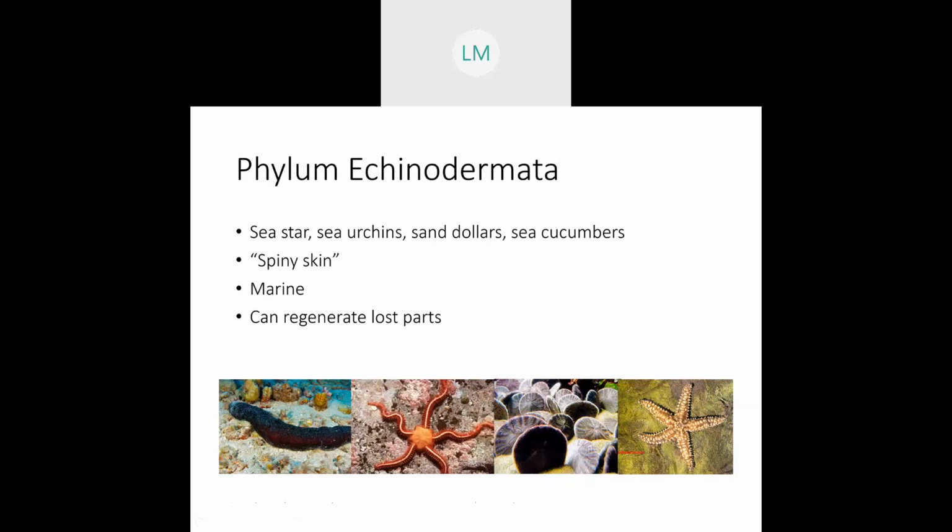This is a strictly marine phylum. There are no terrestrial or freshwater species. And one of the interesting things about this phylum is that they can regenerate lost body parts. So if somehow maybe this leg of this sea star here managed to get cut off, it could grow a new one. So this is a really awesome adaptation they have, to be able to regenerate parts that are lost.